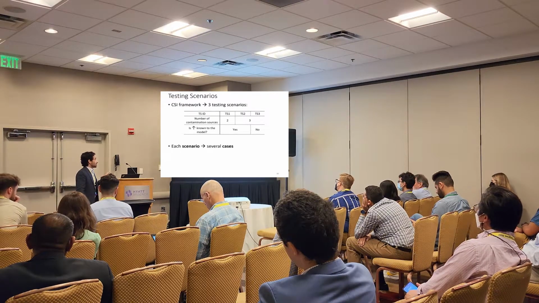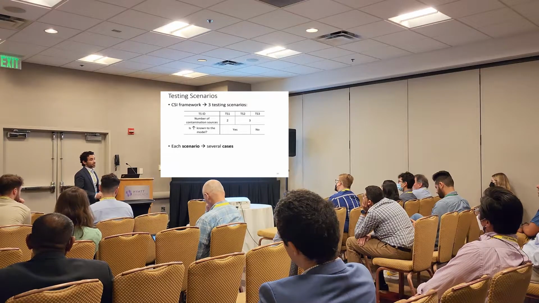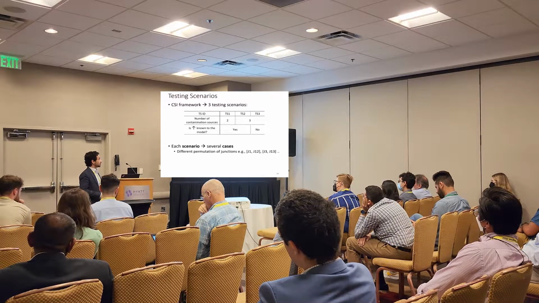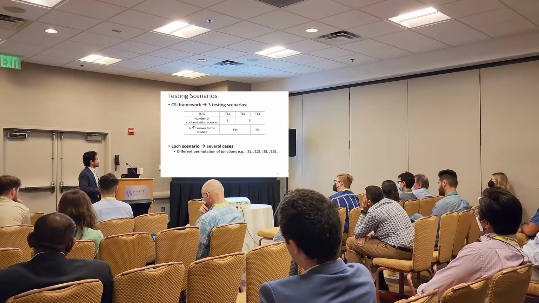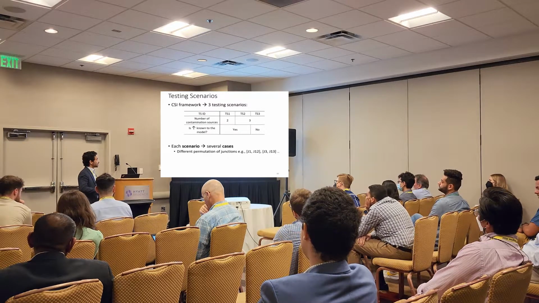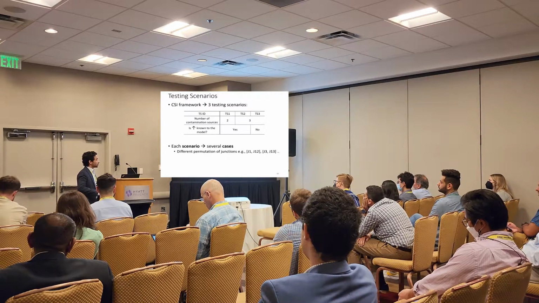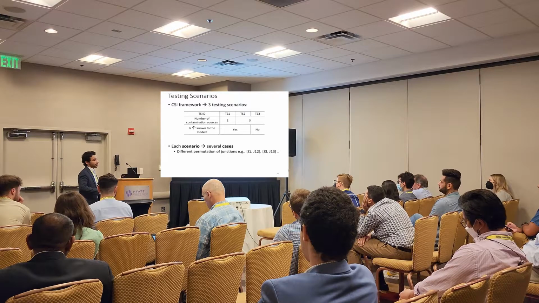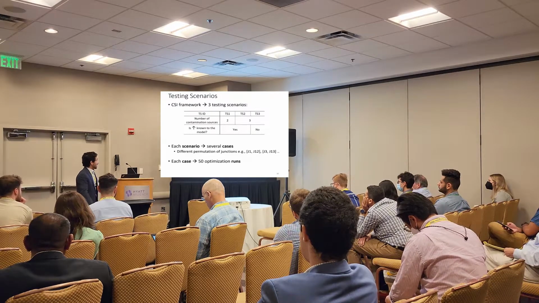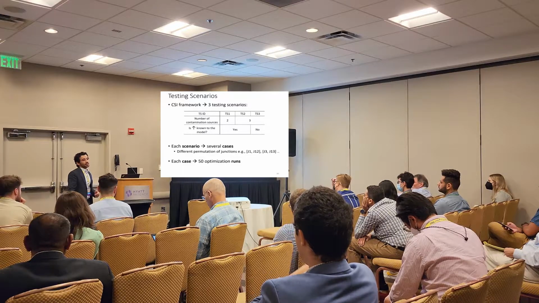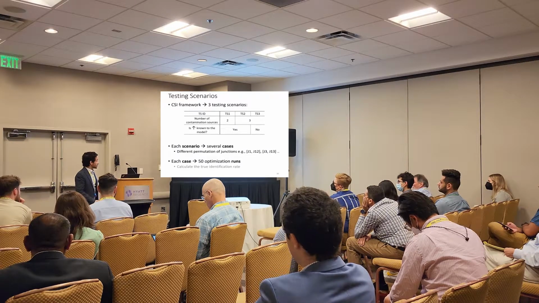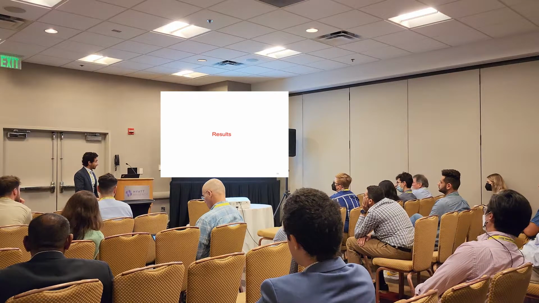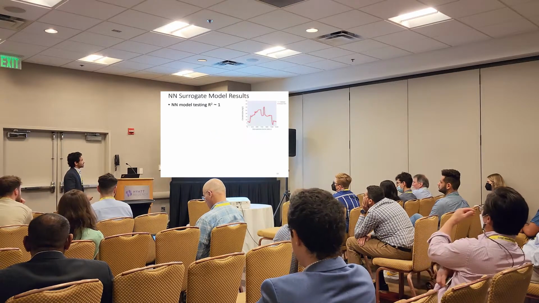So for each scenario, we have several cases. Each case will represent a different permutation of junctions. For example, if you are dealing with the first scenario, there might be a certain case where J1 and J12 are the 2 contamination sources, or J3 and J13, and so on. And also for each case, we applied our model 50 times so that we can calculate the true identification rate, which we are also going to see in a while. So let's go to the results.